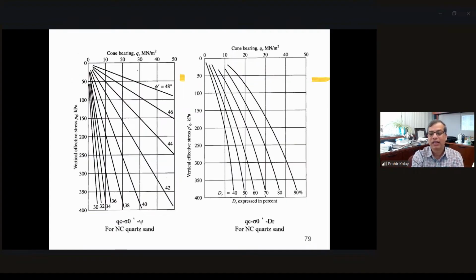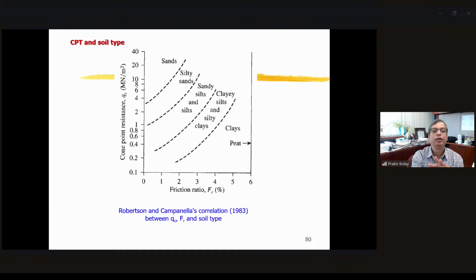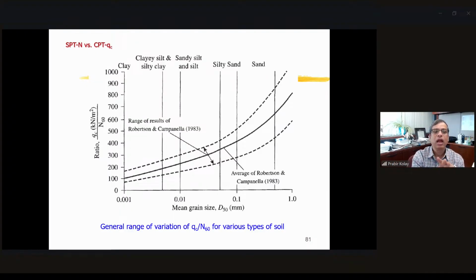Again, the vertical stress and the cone resistance. There are different cone bearing values available. I'm not going to go into detail. There are CPT correlations for soils, again with cone resistance and friction ratio. There are people who have developed these, like Lunne and Christoffersen. They have developed a lot of relations. If you want to read more, you can read their papers.